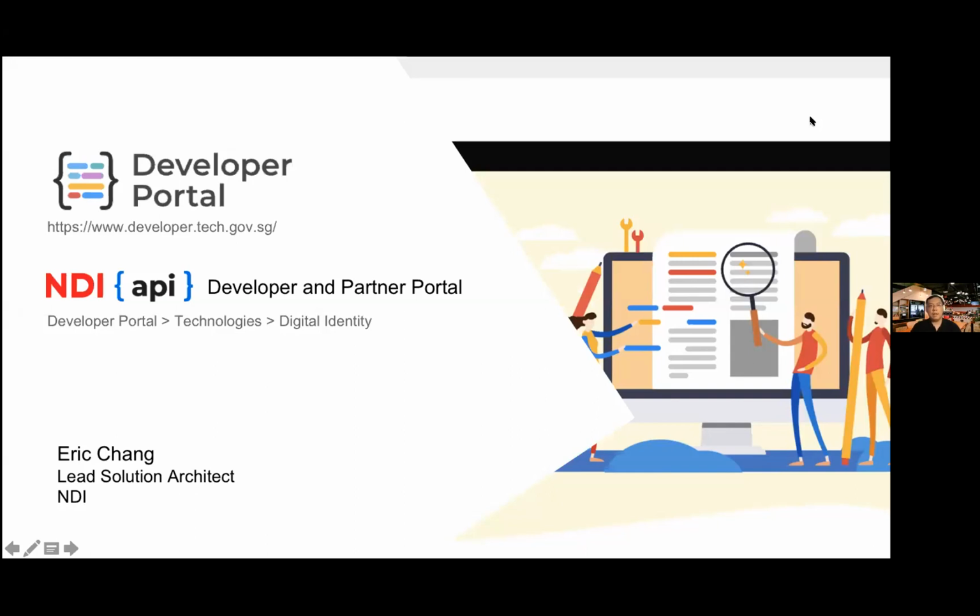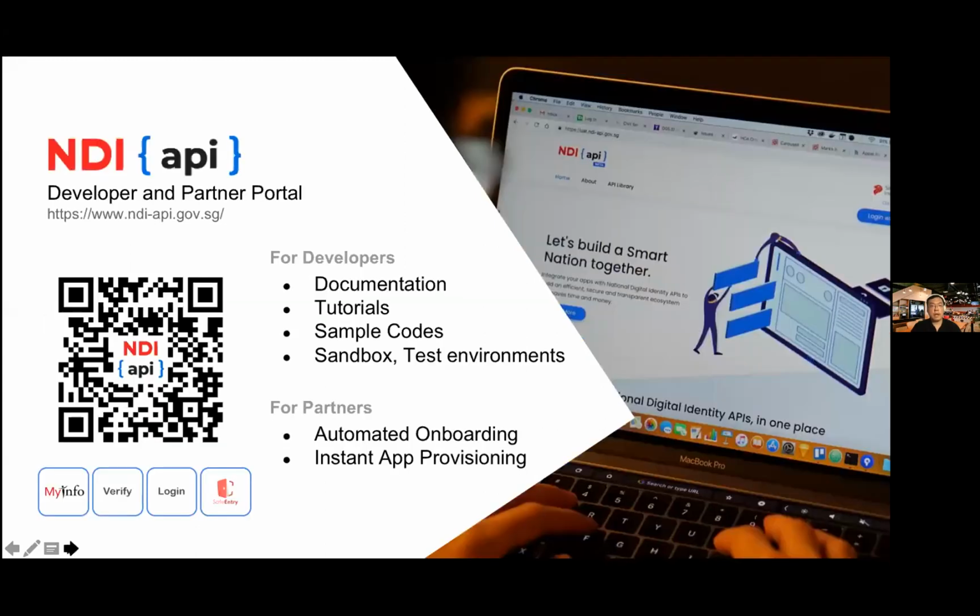Now, at GovTech, we're developers ourselves and understand that pain. Hence, my presentation today is to introduce you to NDI's Developer and Partner Portal, which aims to provide the necessary resources required for developers like yourself to build POCs and carry them through to production. As Karen has mentioned previously, the site is accessible through the main developer portal with the URL www.developer.tech.gov.sg, and you can follow the breadcrumbs that I've listed here. Alternatively, the direct link to the portal is here, and you can scan the QR code to get there as well.